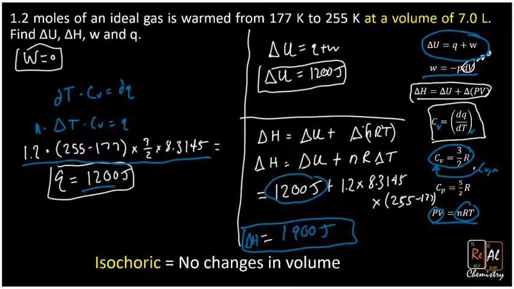Notice that my Q is positive because I am adding energy to my system. My delta U is positive, since I'm adding energy to my system. And my enthalpy turns out to be positive too.